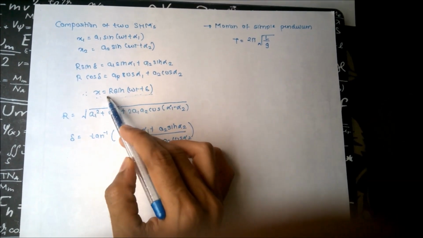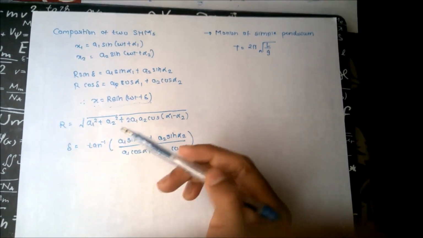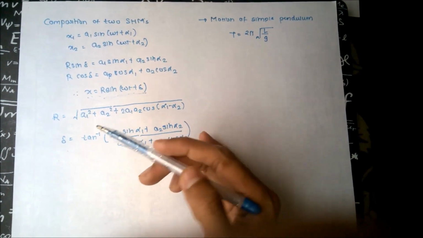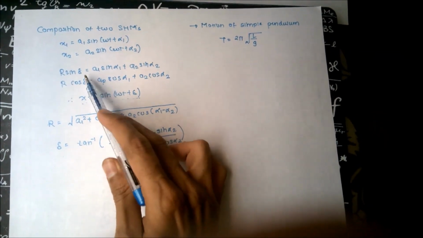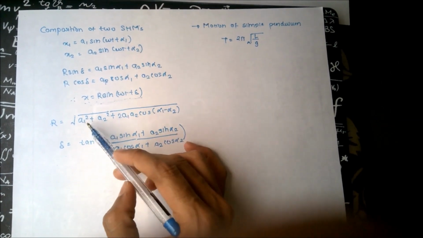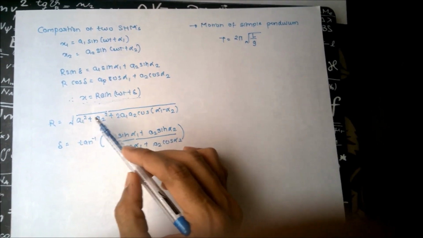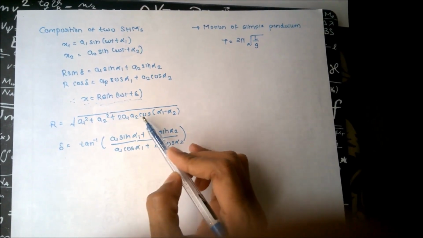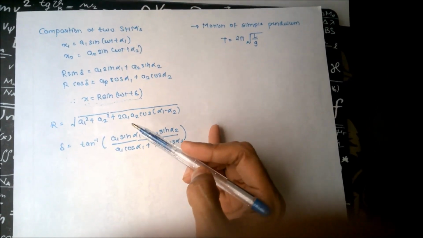Now we'll find the value of r, that is the resultant amplitude, and delta, that is the phase angle. So we square and add these two equations. Squaring and adding the two equations gives you r equals under root a1 square plus a2 square plus 2 a1 a2 cos of (alpha 1 minus alpha 2).